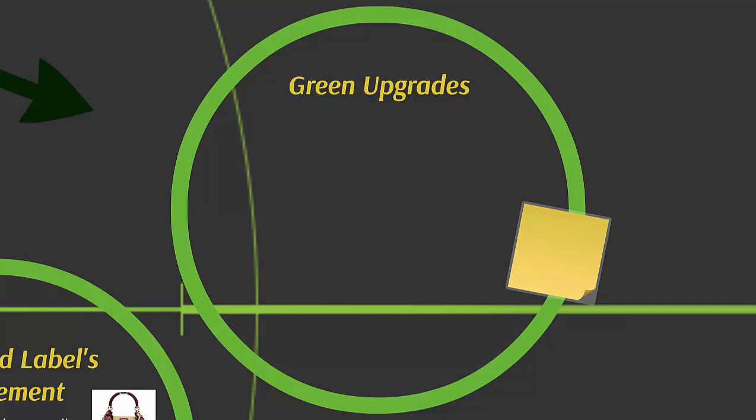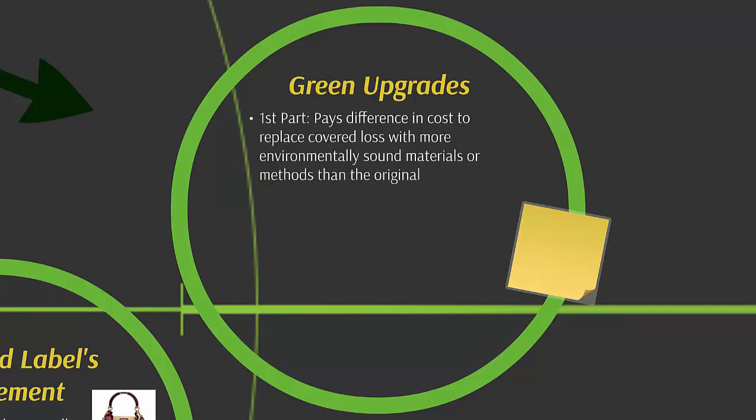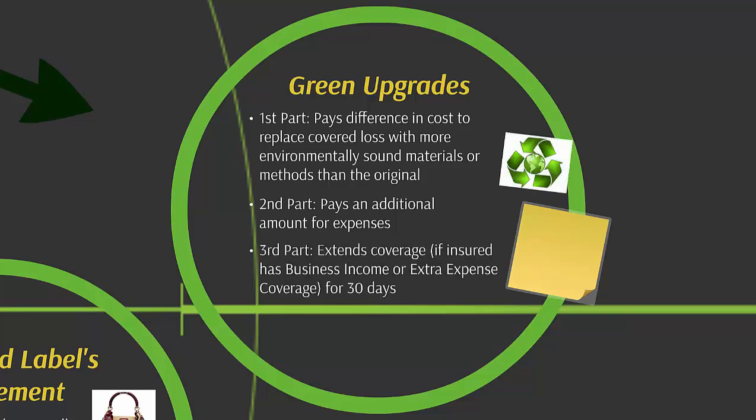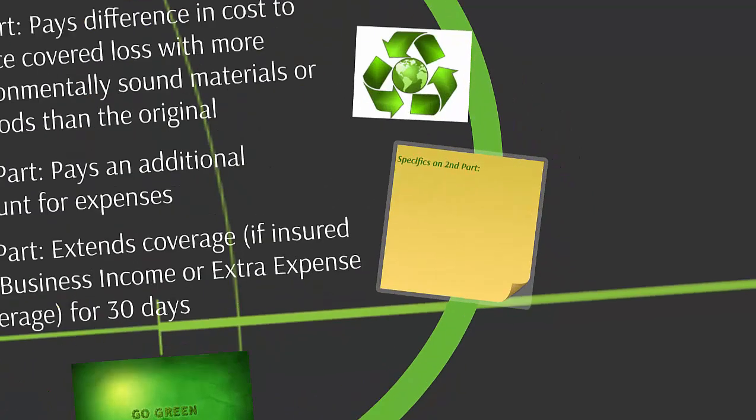Lastly, there's the green upgrades endorsement. The first part of this endorsement pays the difference in the cost to replace a covered loss with more environmentally sound materials or methods than the original. The second part pays an additional amount for expenses. We'll look at that more in a moment. The third part extends coverage if the insured has business income or extra expense coverage for 30 additional days.